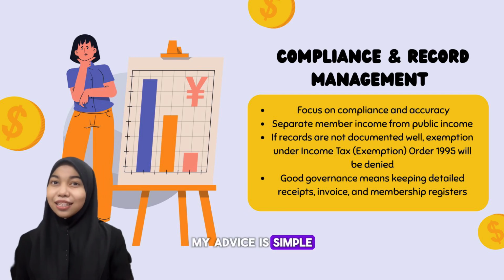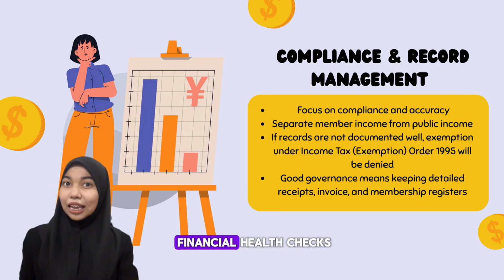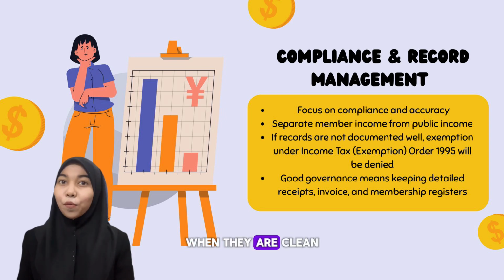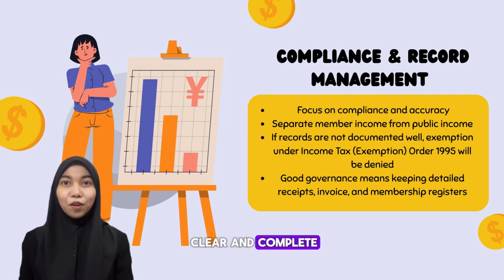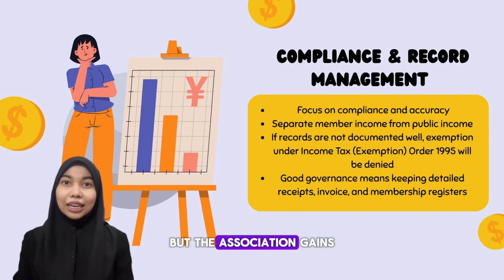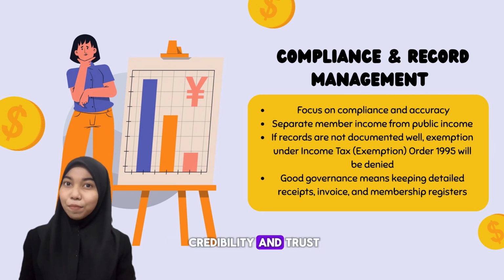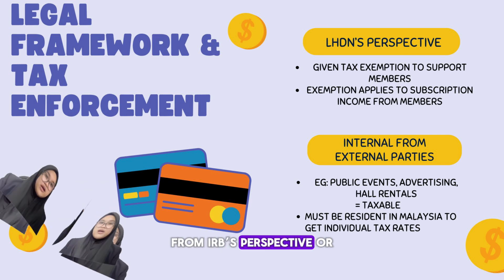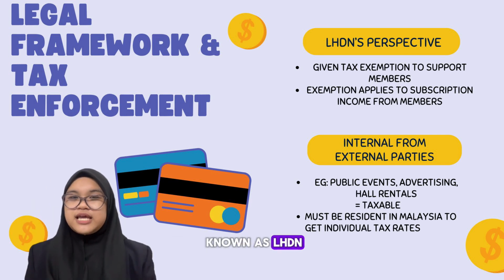My advice is simple. Treat tax records like financial health checks. When they are clean, clear, and complete, not only does the tax process go smoothly, but the association gains credibility and trust. From the IRB perspective, or known as LHDN, trade associations are given tax exemption to help them support their members, but only if they follow the law strictly.